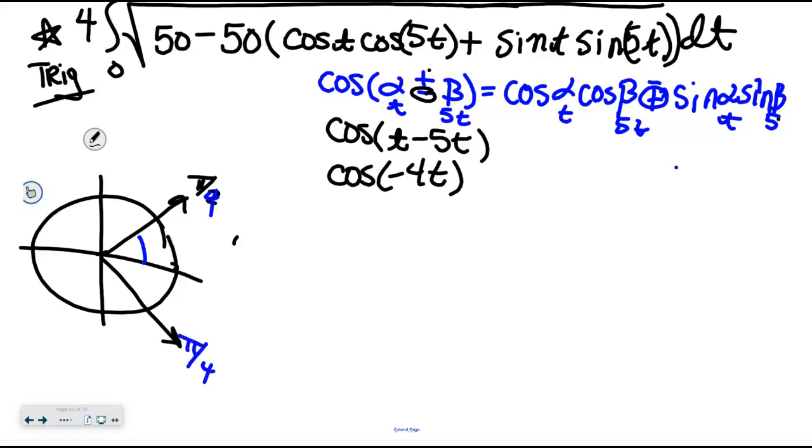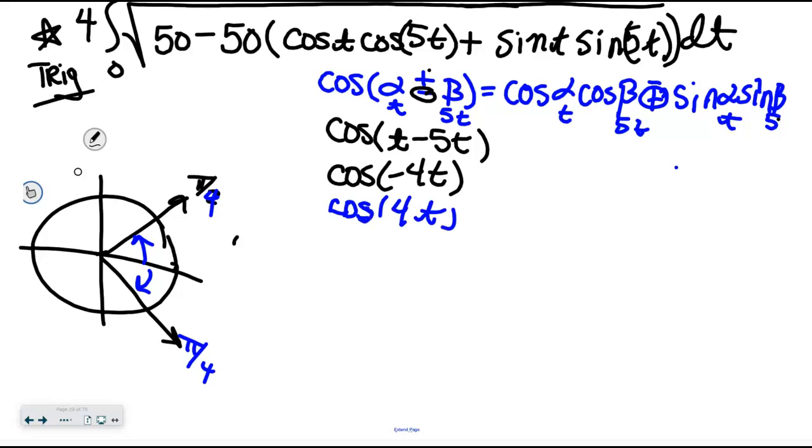Pi over 4. That's what you're talking about, straight up or down. Alright, so look up here. Another thing from pre-calc is that cosine of an angle is the same as cosine of the negative angle, because it's just if they're both to the right. Does that make sense? So cosine of x degrees is the same as cosine of negative x degrees. So that allows me to take away the negative sign.